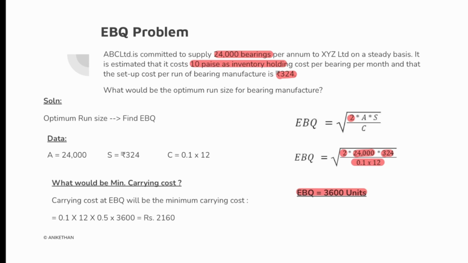They may also ask what is the carrying cost per batch. So carrying cost is given by the formula half into C into unit rate into quantity. The same formula which you learned in your EOQ applies here also.